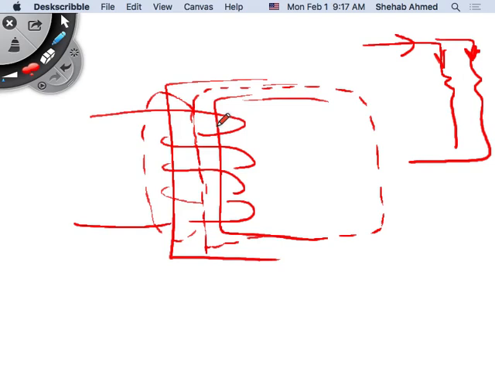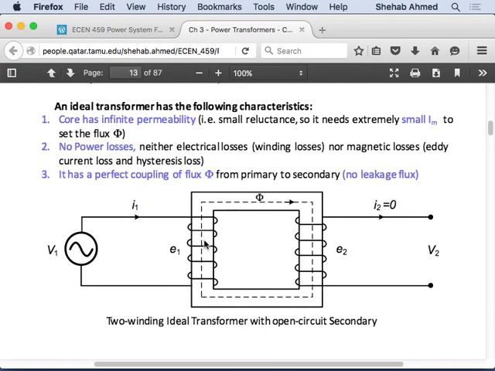So does this exist in an ideal transformer? No. In an ideal transformer, we will say that this air component does not exist. Everything will flow through the core. So in that case, we will need to come up with an equivalent circuit. So we assume certain things and we'll come up with an equivalent circuit for a transformer.